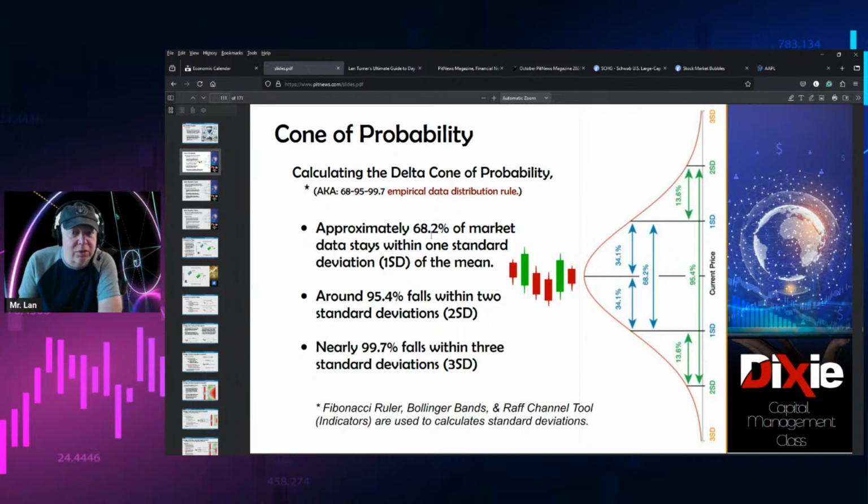Approximately 68.2% of the time, the market stays within 1 standard deviation. If it leaves the 1 standard deviation, it likes to come back to the 1 standard deviation. So if it goes up into the 2 standard deviations or the 3 standard deviations, it wants to return and come back to the 1 standard deviation. Nearly 97% of the time, it falls within 3 standard deviations. But when it does that, that's the retracement.